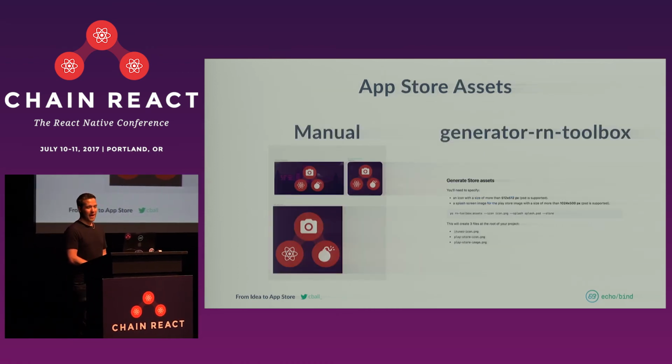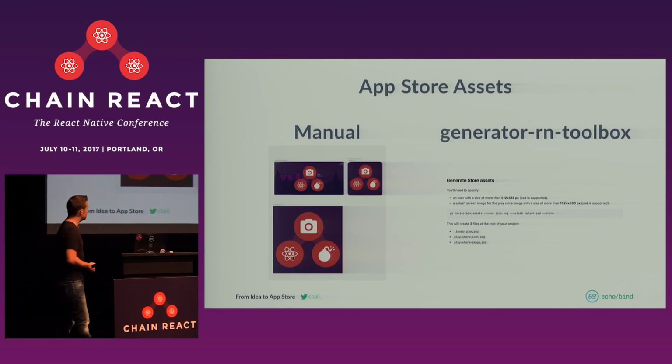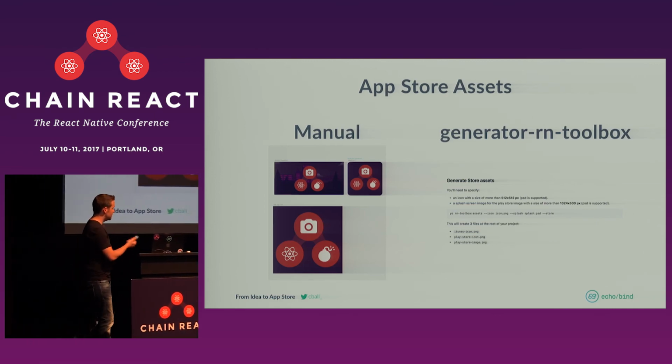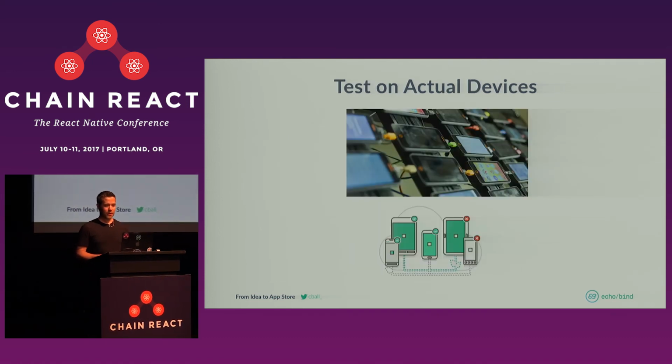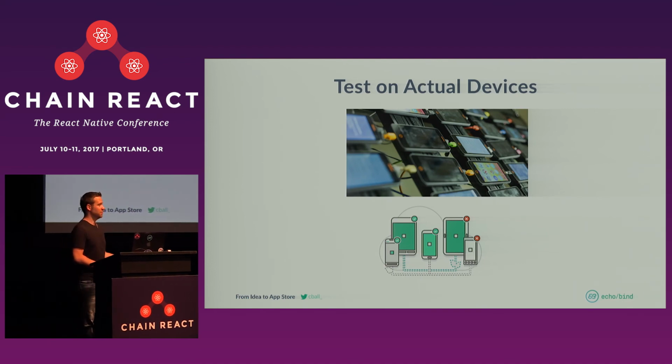We need to generate some assets. So when people view this application on the store, you need assets for them. I do this manually. It's also in that generator project that I mentioned earlier. We also want to test on actual devices. So the Amazon device farm was mentioned before. That's good because it's not a simulator. They're actual physical devices, just virtual. Or just get a hold of as many phones as you can and just try things out.